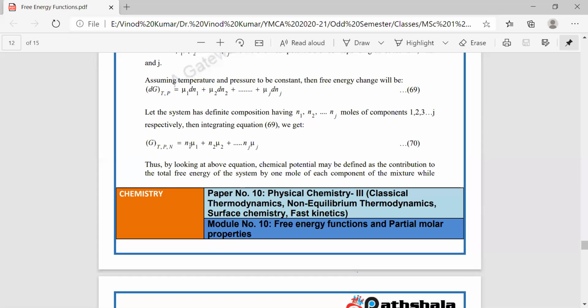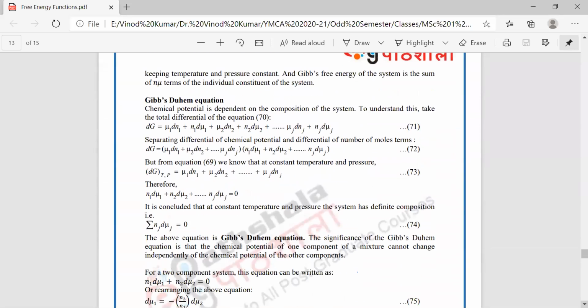Both are variable. So when we would like to differentiate equation number 70 throughout, what will we have? We will have equation number 71. So a small change dG will be equal to mu1 dn1 plus n1 d mu1. Here the chemical potential is taken as constant and we change the number of moles of the first component; then the number of moles of the first component is kept constant and we change the chemical potential of the first component. So we have that many terms in this expression. Simply, we have differentiated as a product of two functions.